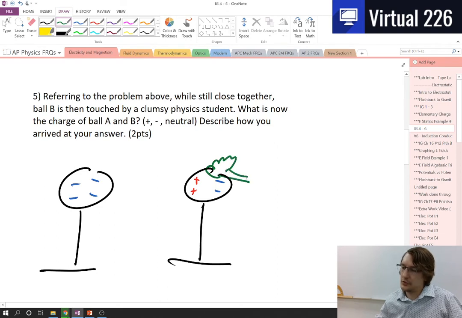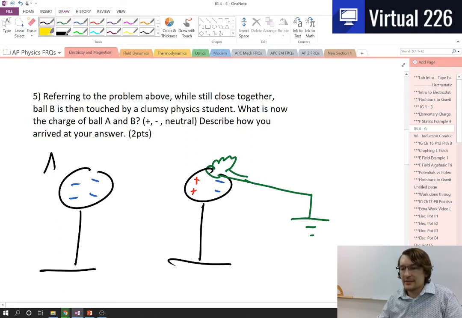Their hands are made of green, and what this means is that this student is going to act as a ground here. What is now the charge of ball A and ball B? Positive, negative, or neutral? And how did we get there? Well, ball A is still going to be negative. It hasn't touched anything. It hasn't been touched by anything. So nothing has been conducted or inducted onto it.